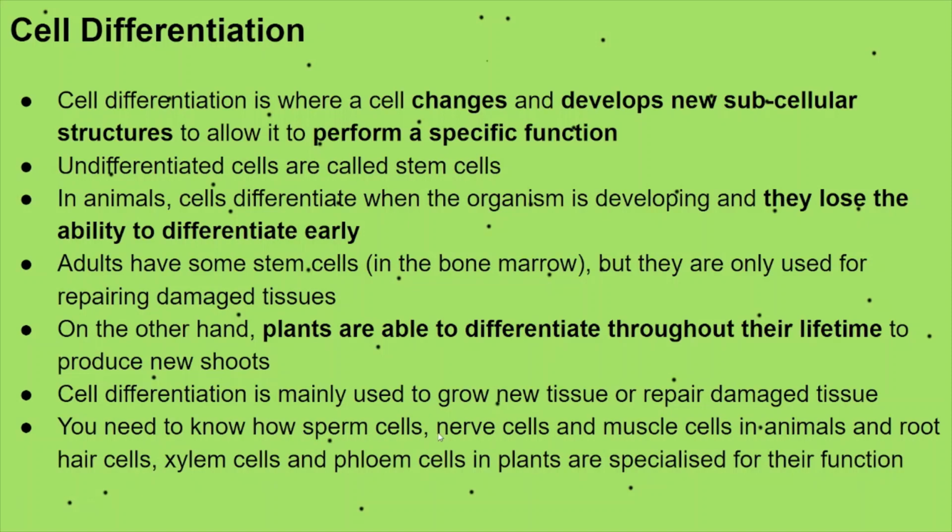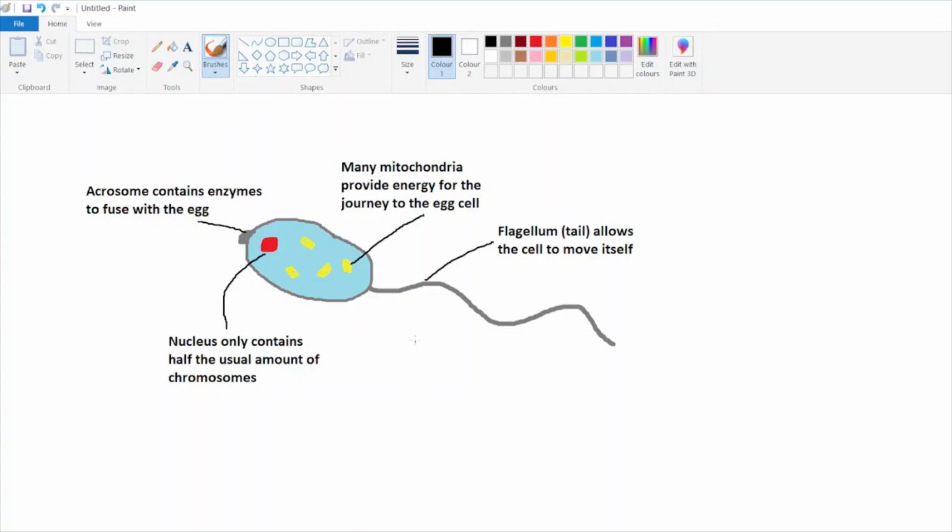We've got to look at sperm cells, nerve cells, muscle cells, root hair cells, xylem cells, and phloem cells. Sperm cells, first of all, obviously they have this tail, it's called a flagellum, and it allows the cell to move itself towards the egg. They have lots and lots of mitochondria to provide enough energy for this journey to the egg cell. They only contain half the usual amount of chromosomes, so that when they fuse with the egg cell, they can share DNA.